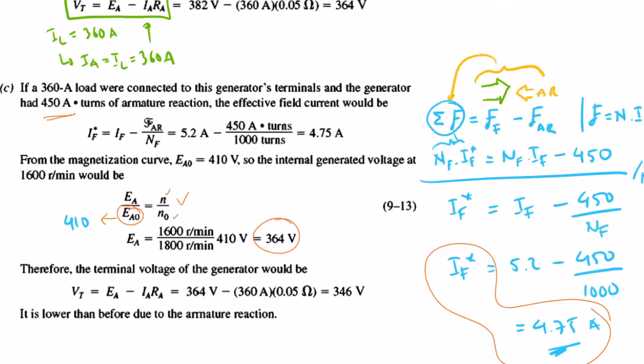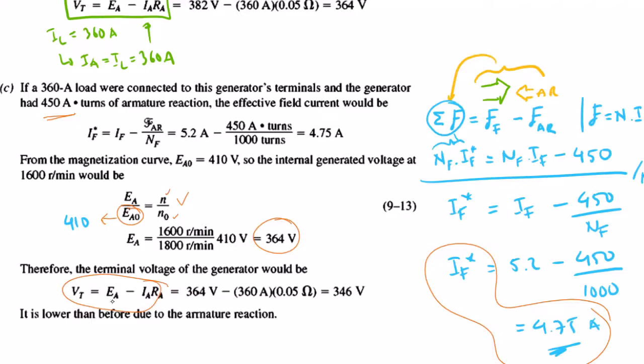Something to watch out for: the terminal voltage in this case is not equal to EA. VT is not equal to EA anymore, because now we've got some load. IL and IA are no longer equal to 0. So we need to use the KVL equation, that VT is equal to EA minus IA RA. And then we've got all the values now.